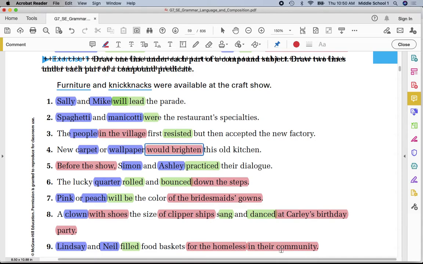Number 9, Lindsay Neal, underline once. Filled, underline twice. Two prepositional phrases in the sentence. Remember, prepositional phrases, I'm putting parentheses around today.